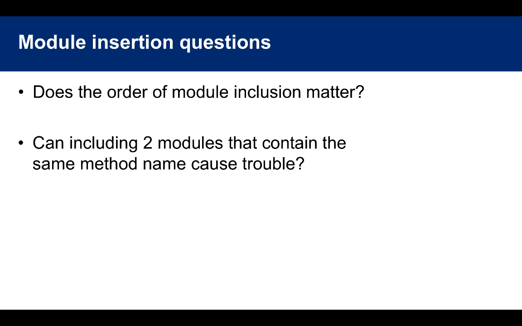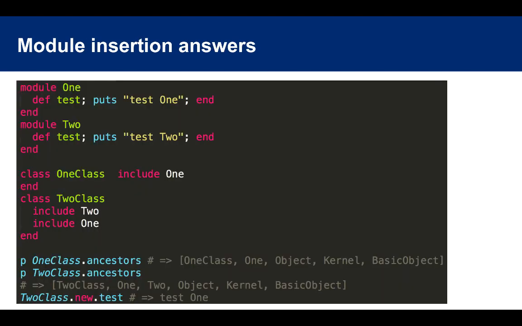Now, since we're talking about how modules get included, an interesting question here: does the order of module inclusion matter? Can including 2 modules that contain the same method name cause trouble? So the answer is, of course, yes, right? Let's say you have module 1 and module 2 that both have the method test, and you include module 2 and module 1 in this order, module 2 first and then module 1. So which test method is it going to use?